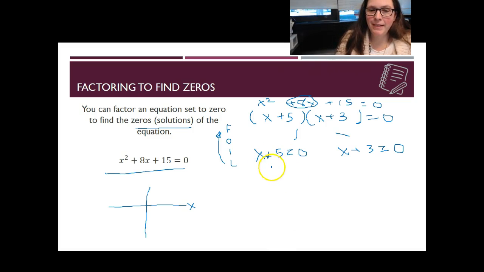So in order to solve this, I need to subtract 5 on both sides, and I'll get x equals -5. And on this one, I'll subtract 3 again, and I'll get x equals -3. And what that means is when I'm graphing here, the two places where this parabola crosses the x-axis are at -3 and -5.